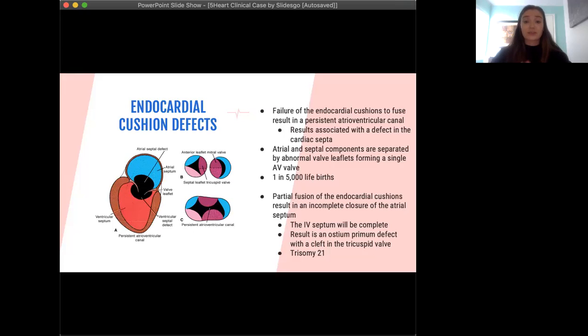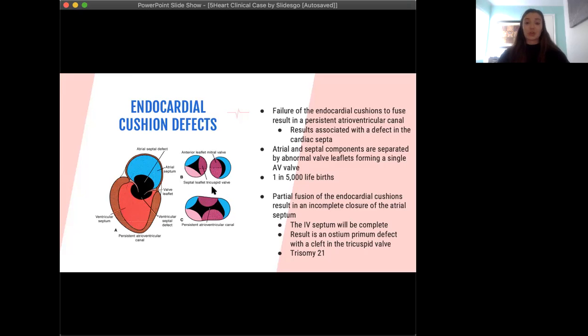Endocardial cushion defects result from failure of the cushions to fuse properly, causing a persistent AV canal. So we can see in figure C here. And they result in a septal defect. So the atrial and septal components will be separated by abnormal valve leaflets, and there will be a single atrioventricular canal. So that is what we see in figure C here.